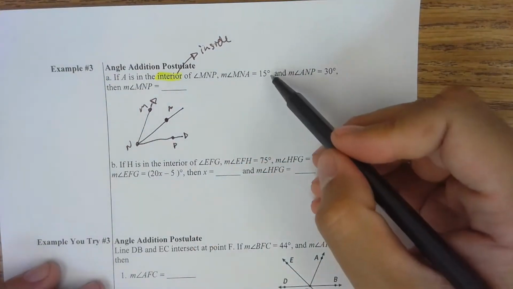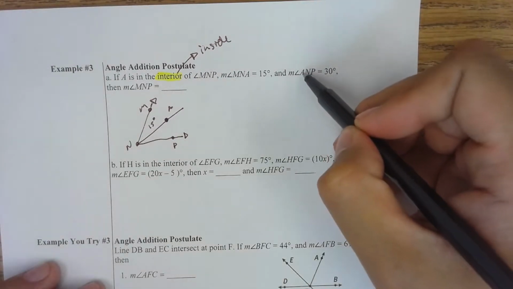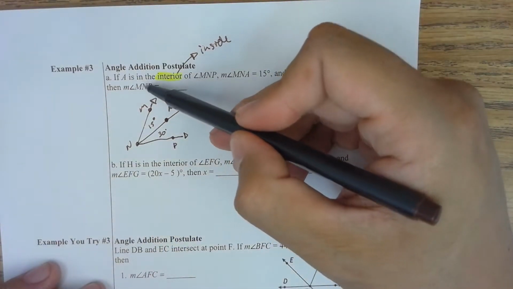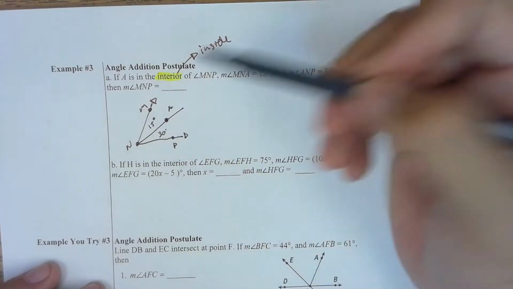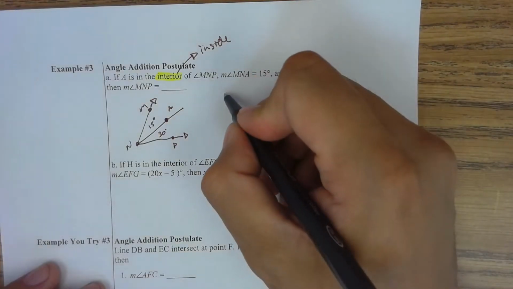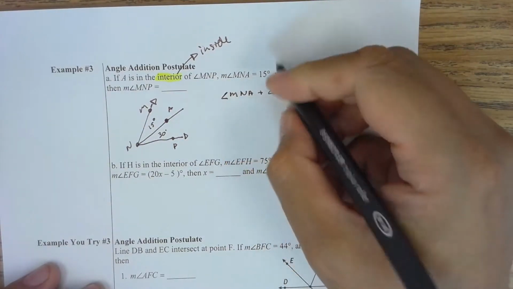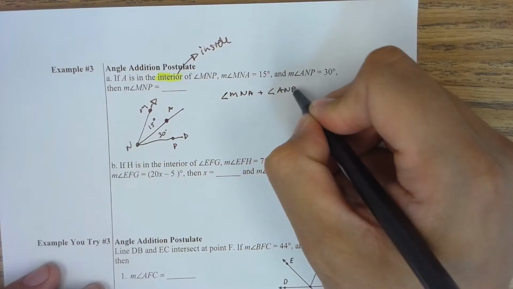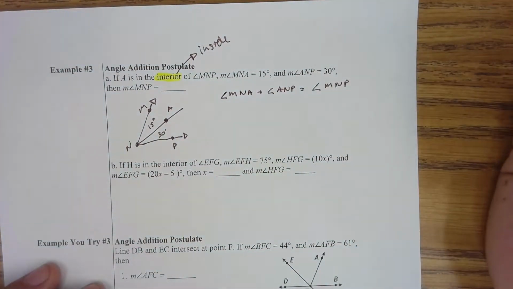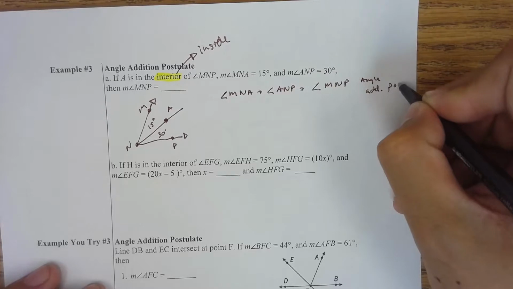Then they say the measure of angle MA right here is 15. Let's label that 15 degrees. The measure of angle AP is 30. And they ask you what's the measure of MP. If you look at the picture, you can find the answer right away. But since we're showing work here, let's set it up. The measure of angle MA plus the measure of angle AP should give us the big picture here, MP.